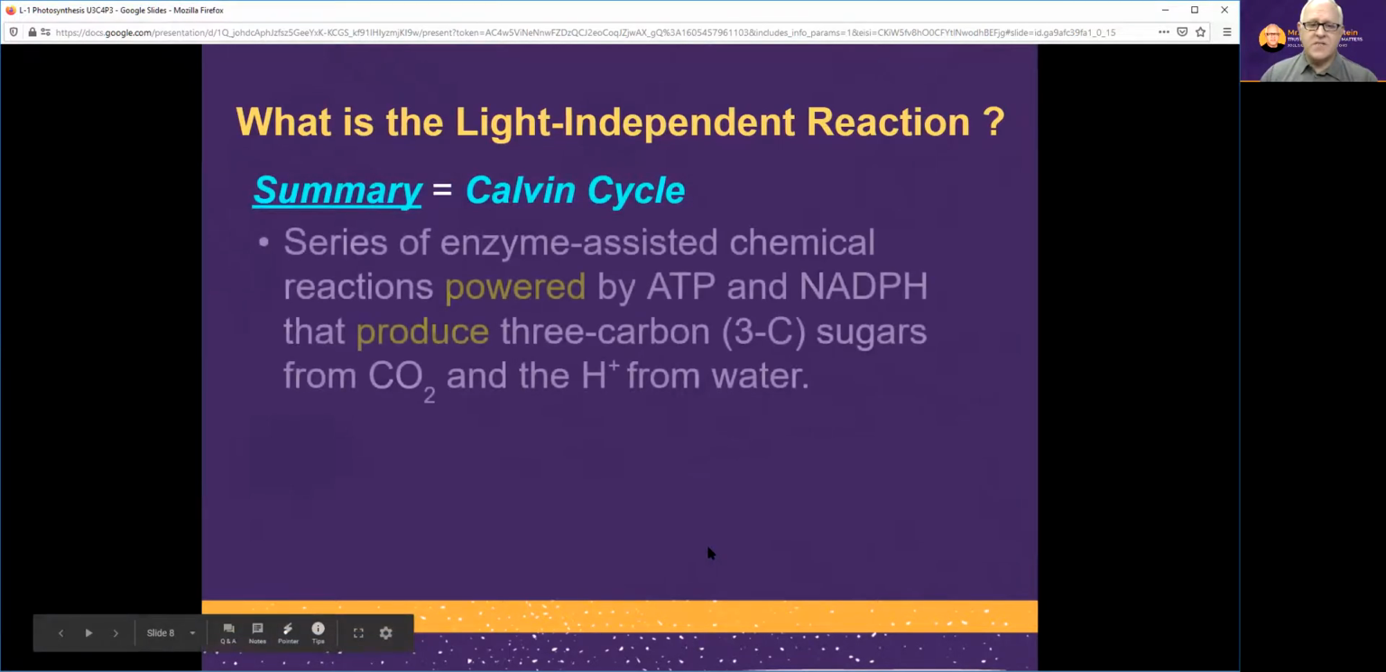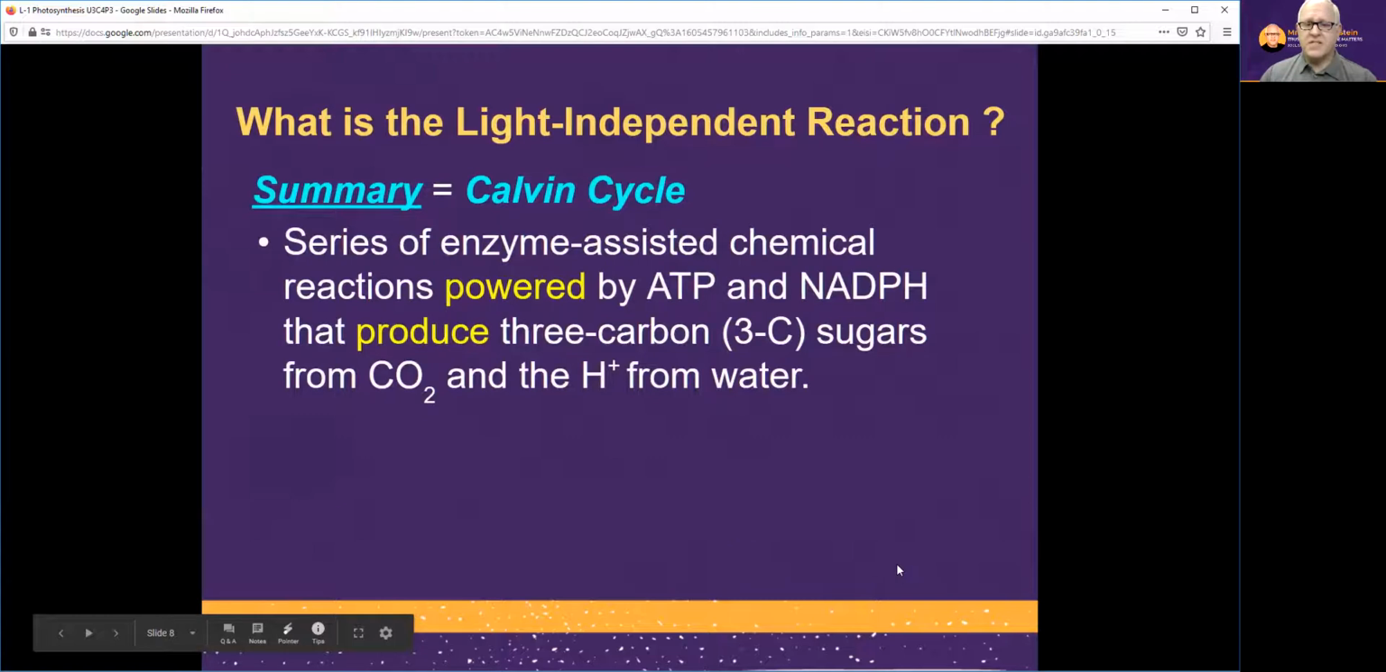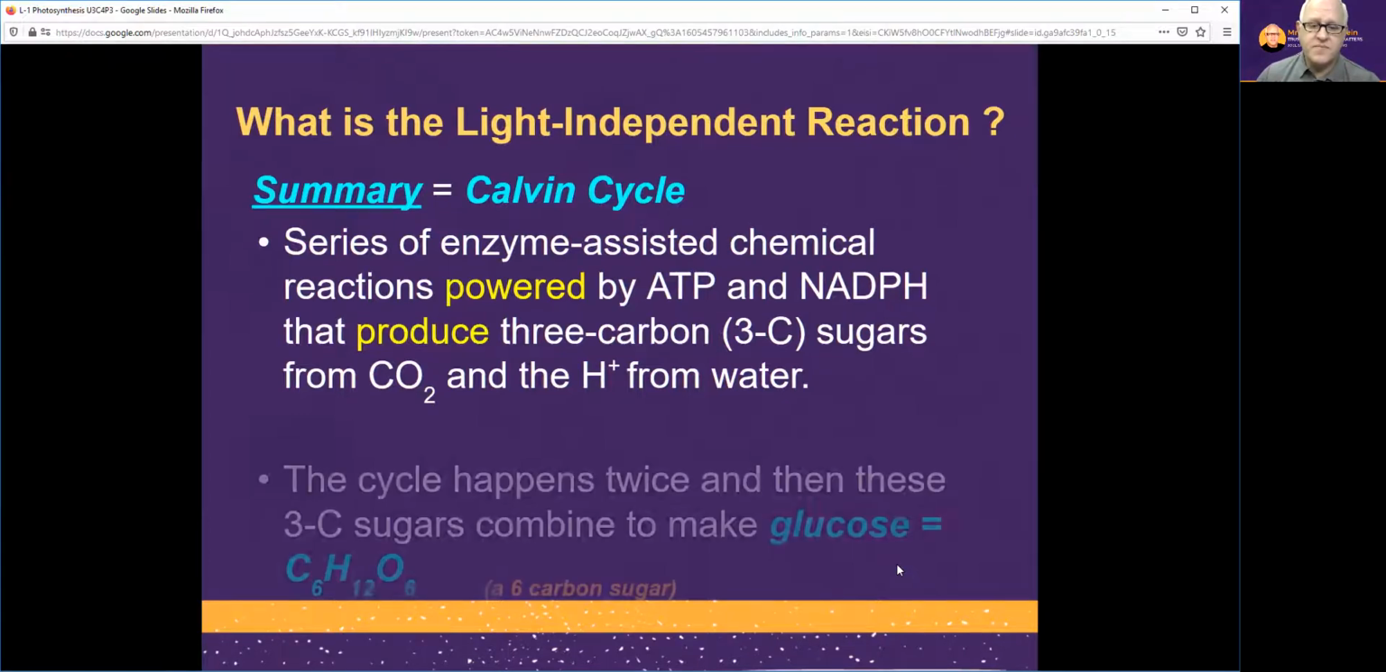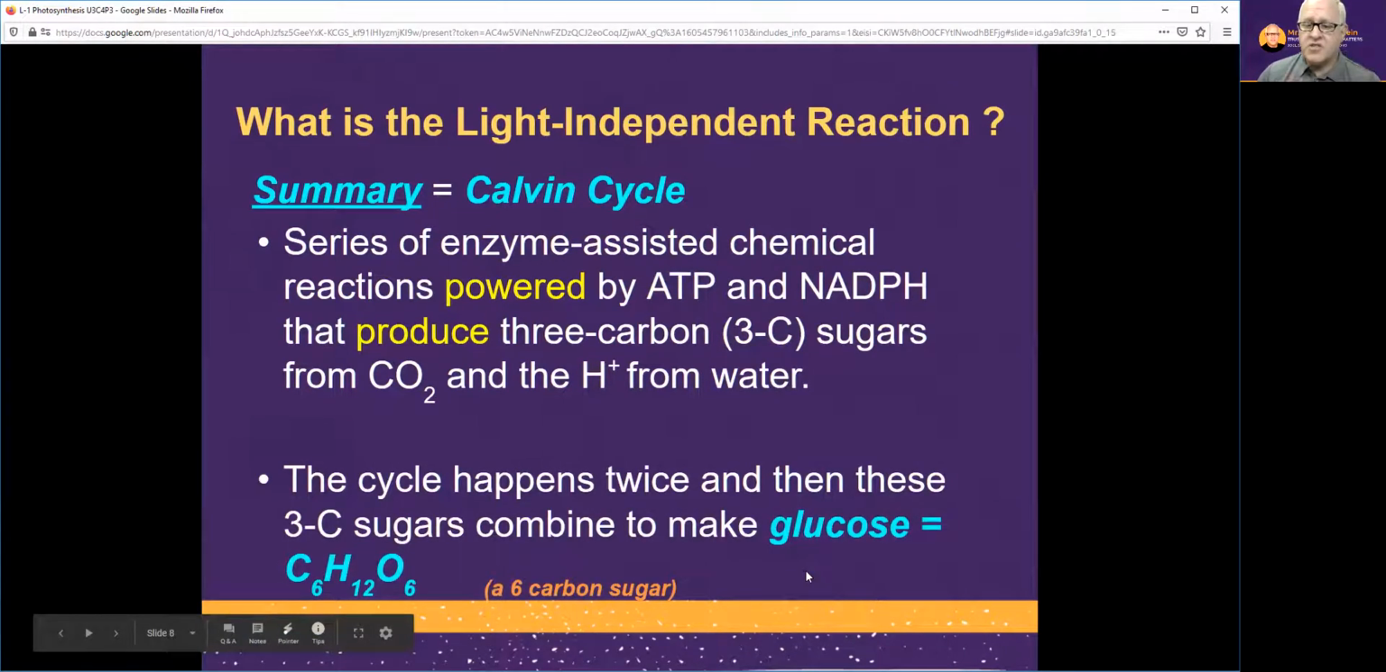We call this the Calvin cycle, and the process is a series of enzyme-assisted chemical reactions that's powered by the ATP and the NADPH that produce a 3-carbon sugar from the carbon dioxide and the hydrogen ion from the water. The cycle actually happens twice, and then these 3-carbon sugars combine to make glucose, which is the 6-carbon sugar, C6H12O6.